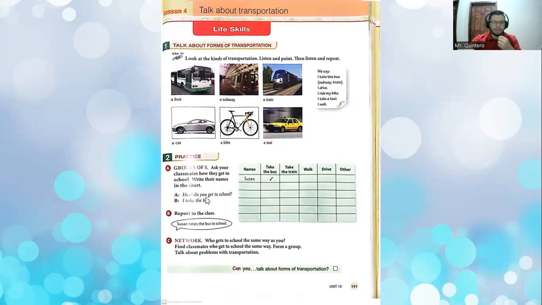For example, how do you get to school? ¿Cómo tú llegas al trabajo? ¿Cómo tú llegas a la escuela? How do you get to work? I take the bus. How do I get to work? I take a motor taxi.